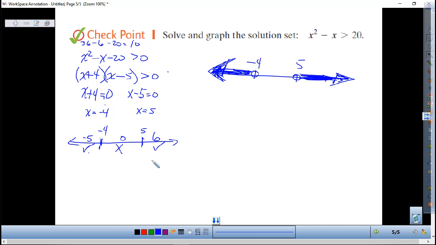So there's the graph of my solution set, and the solution set here would be -infinity to -4, parentheses all around, unioned with 5 to infinity. Remember, a union just means that we're talking about this interval and that interval. Remember, there is such a thing as an intersection also, and that's an AND.